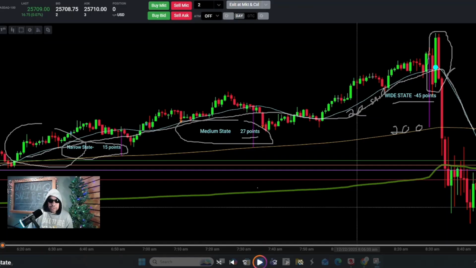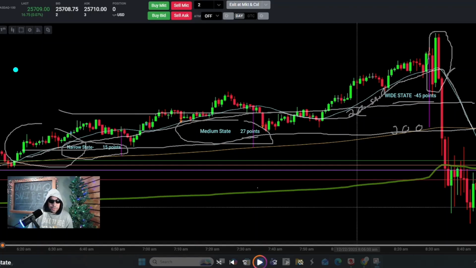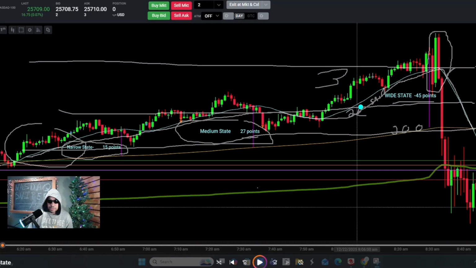But this is an exhausted move. This position is in a high spot. It's like you have 1, 2, and 3. It's in the third position, right? So 2 would be the medium, and 1 would be narrow. So if the move starts above the third position, expect a bull trap.